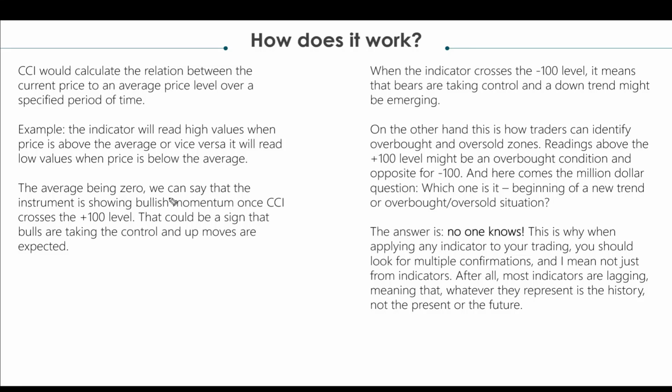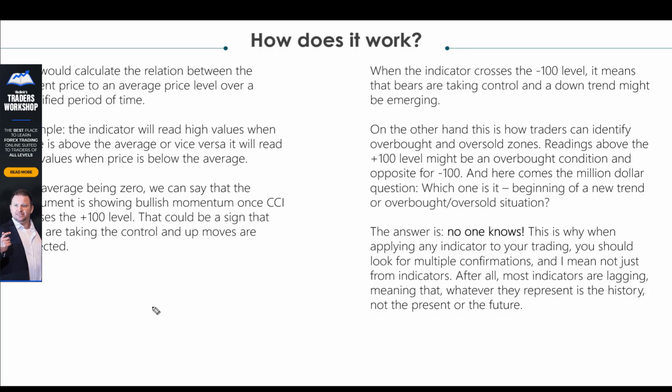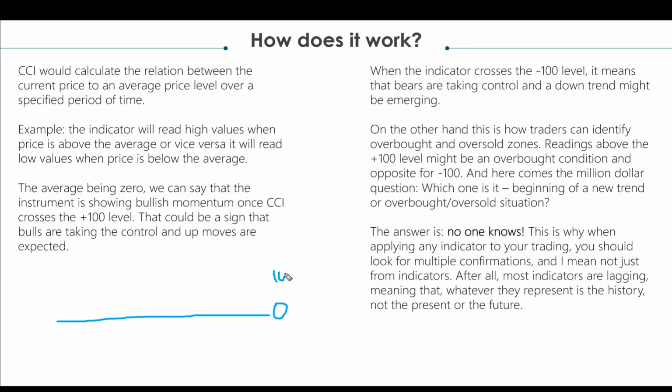The average being 0, we can say that the instrument is showing bullish momentum once CCI crosses the 100 level. This is pretty standard, and those are the default levels, where the average is 0 and then we have levels above and below it. In more volatile situations, we're going to add plus 200, and we're also going to add 300 and so on. Same goes for the minuses. But by default it was developed with the 100 levels in mind.